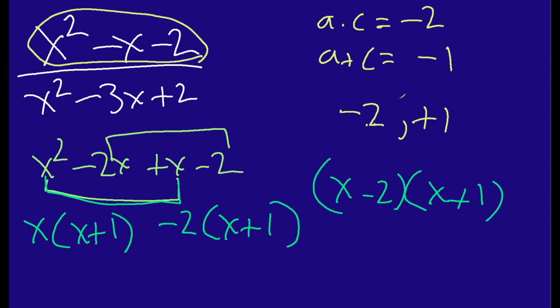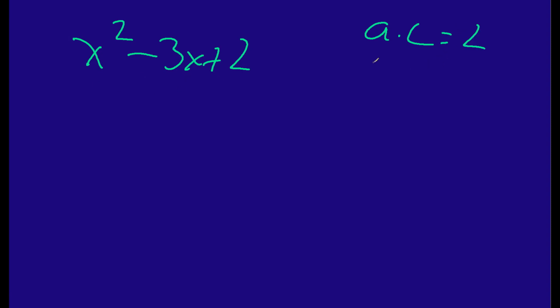Okay, now why don't we go ahead and deal with our denominator. So we're looking at this right here. x squared minus 3x plus 2. And so again, I go through the same AC method. A times C is going to be, looks like positive 2 this time. And then when I add A plus C, it should equal negative 3, because negative 3 is the B term here. So, I wonder what's going to work this time.